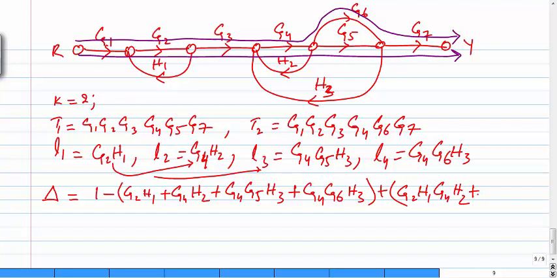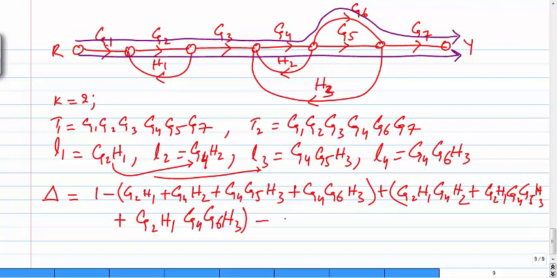So the second one becomes G2 H1 G4 G5 H3, then put a plus sign, then we have G2 H1 times the last one, G4 G6 H3. Then the combination of 3 non-touching loops in this case is 0, so we stop here.